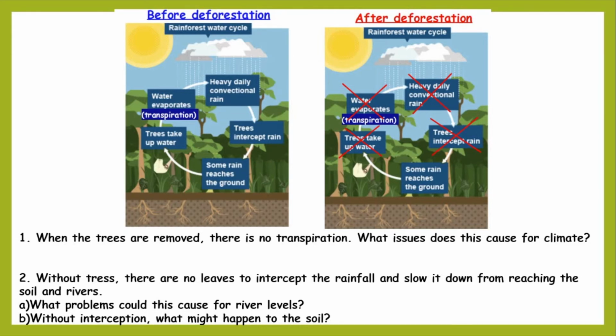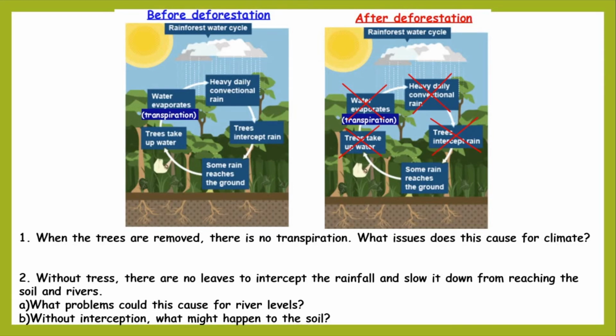Without trees, there are no leaves to intercept, to catch and slow down the rainfall from reaching the soil and rivers. What problems will this cause for rivers? What problems will it cause for the soil? Again, we've touched on both of these a little bit.